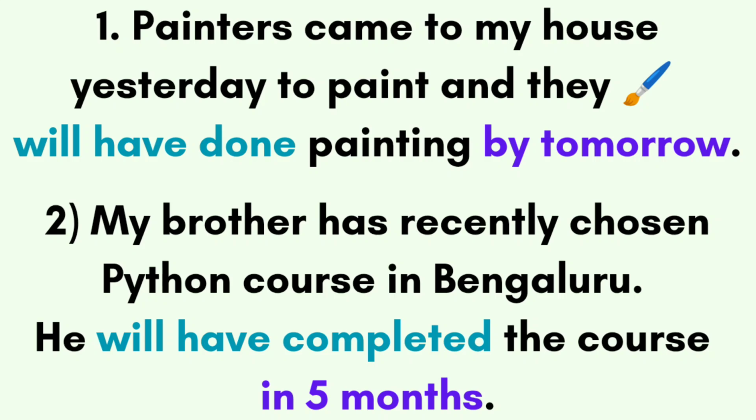Here I have used present perfect in the first line, right? My brother has recently chosen a Python course in Bengaluru, which is in present perfect tense, and I have used future perfect tense in the second line. He will have completed the course in 5 months. In 5 months is the specific time in the future and another one completed action. We will see another 10 examples.